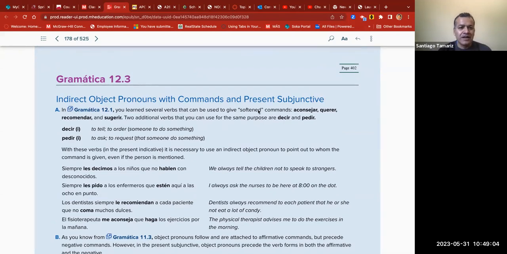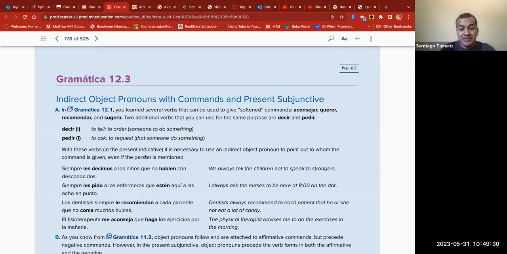Let's see. In grammar 12.1, you learned several verbs that can be used to give softened commands, like aconsejar, querer, recomendar, and sugerir. Two additional verbs that you can use for the same purpose are decir and pedir. For example, to tell, decir. To order is also decir, someone to do something. Pedir, to ask or to request that someone do something.